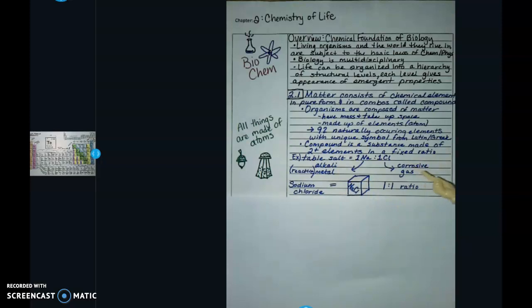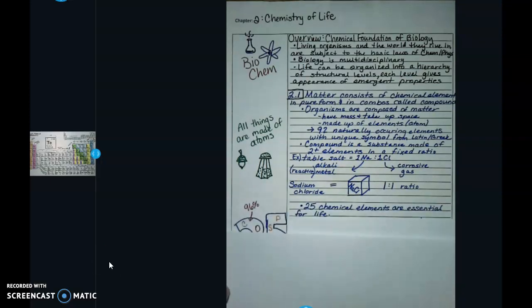And chlorine is a very reactive corrosive gas on the opposite side of the periodic table. So when they get together, they form a very strong bond. We call that bond an ionic bond. We'll talk about those later on in the chapter.